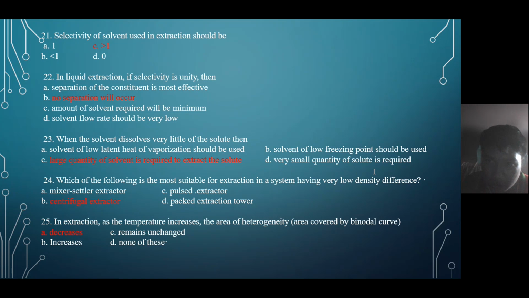So the solvent should be insoluble in the feed solution. Otherwise, the separation will not be good. So our answer will be B. No separation will occur.